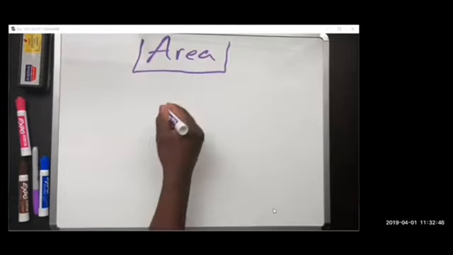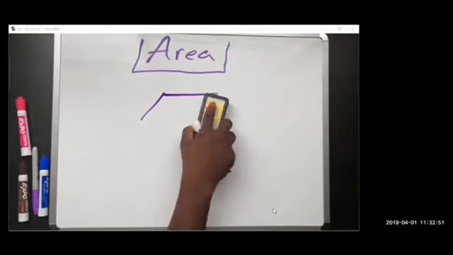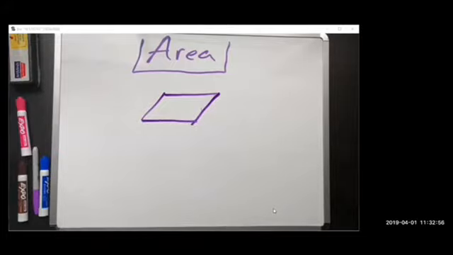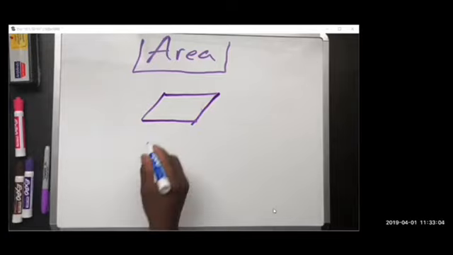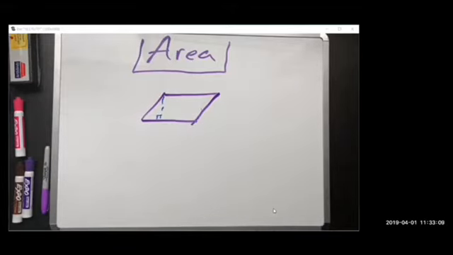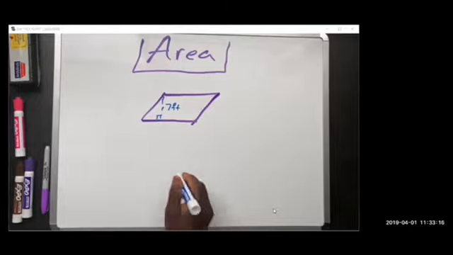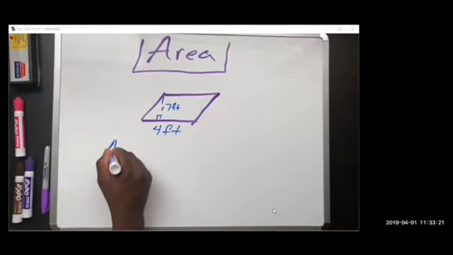So what if you are finding the area of a parallelogram? Okay. In the parallelogram, I'm going to go ahead and label some stuff. So let's say the height. Now the height is always perpendicular to the base. That square means perpendicular. Let's say that height is 7 feet. Okay, and the base is 4 feet. And they ask you to find the area of this parallelogram.